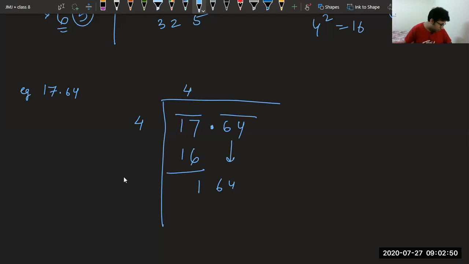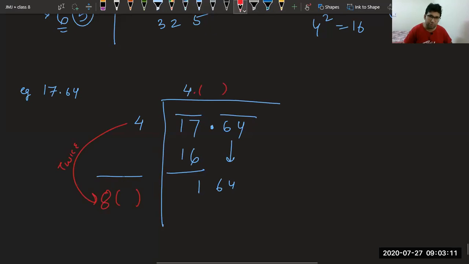Now we have to find the next number. We all know this becomes twice. This 4 becomes twice. That is 2 times of 4 is 8. Now we want to find the next digit. All of you, please tell me what should be the next digit. It is 2. Good beta.